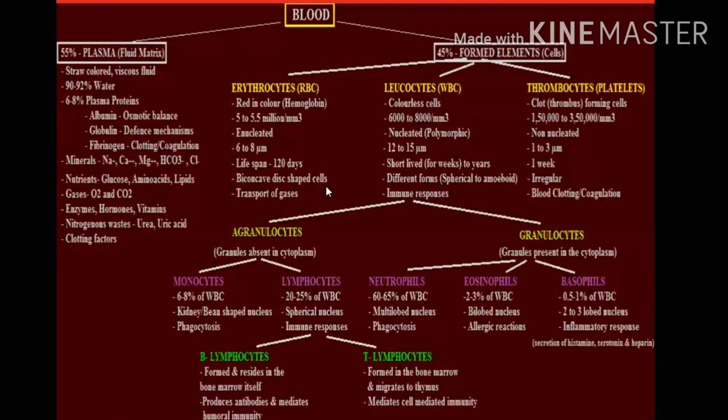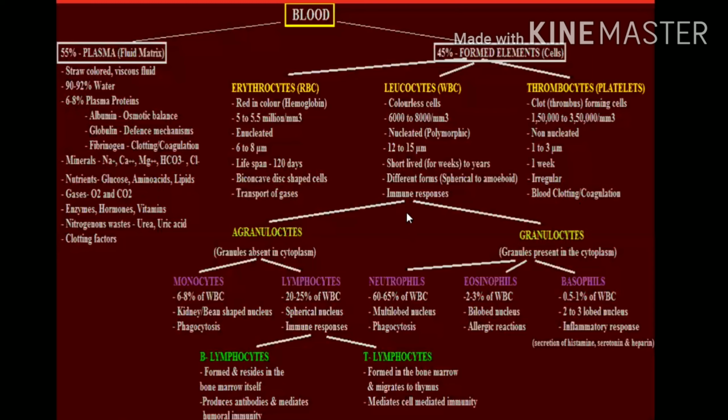The shape of erythrocytes: they are biconcave disc shaped. Leukocytes can take different forms. They are also polymorphic, from spherical to amoeboid. And thrombocytes have an irregular shape. Moving on to their functions, erythrocytes are mainly involved in the transport of gases. Leukocytes are involved in immune responses, and thrombocytes are involved in blood clotting or coagulation.